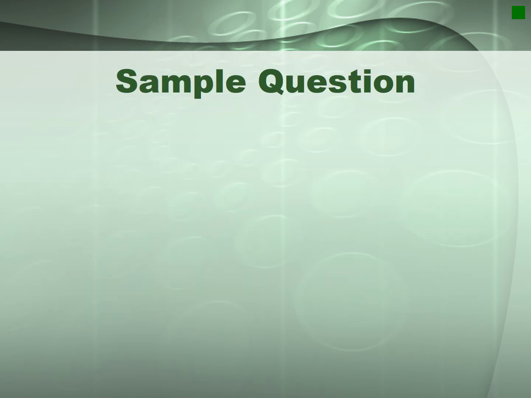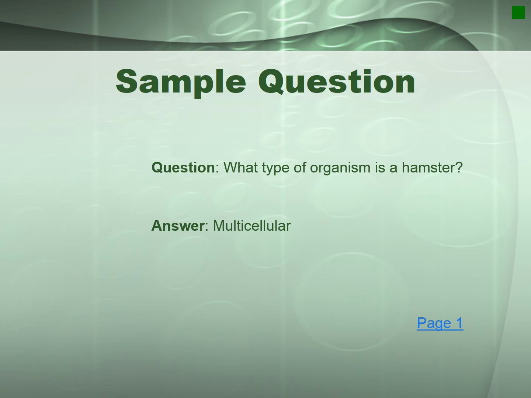So, let's take a look at this sample question. What type of organism is a hamster? Well, the answer is multicellular. It's an animal, and many of the cells have to work together to keep the organism alive.